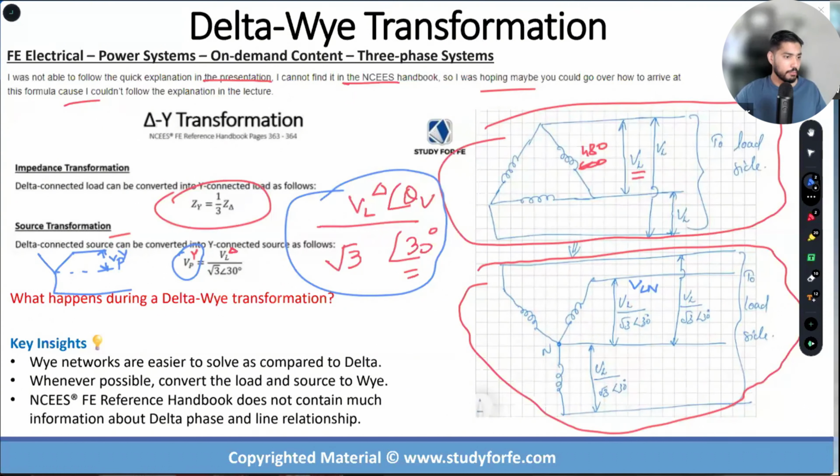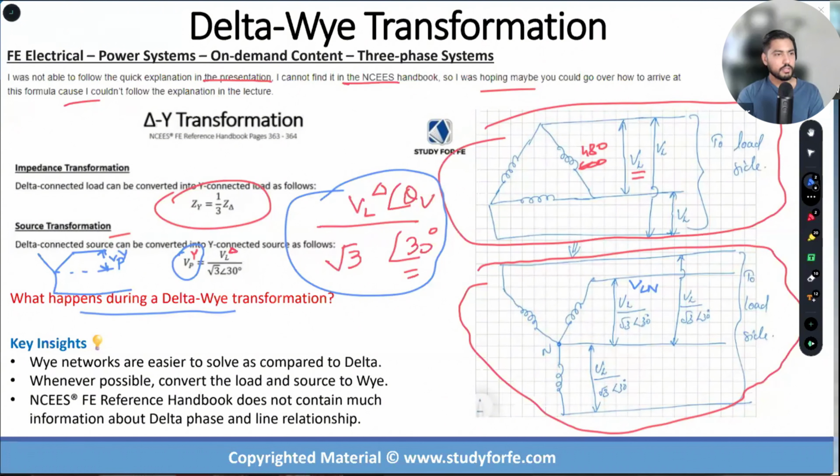That's basically what I'm implying. Now, how does it make sense? What is actually happening during a delta Y transformation? I think that is probably the underlying question. It causes a little bit of confusion: what exactly are we doing over here, right?